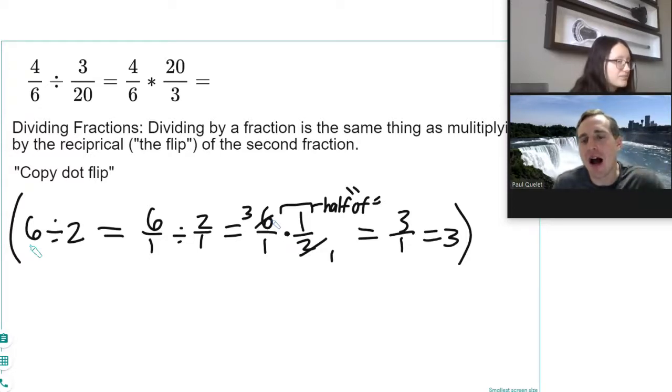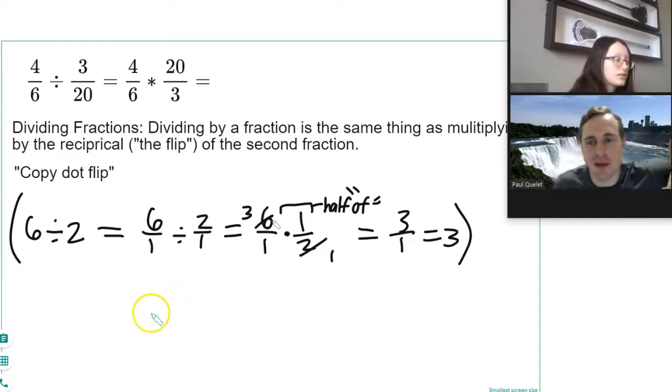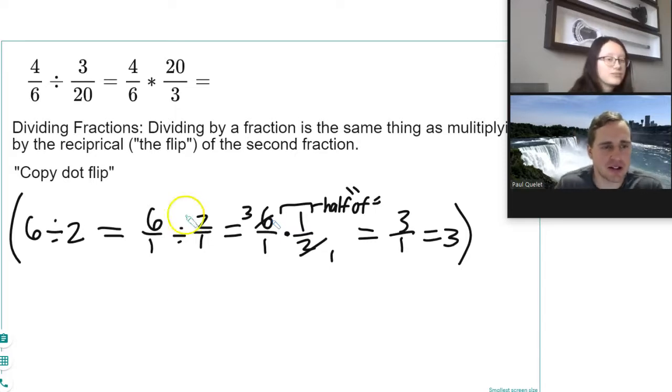So dividing by a number is the same thing as multiplying by its reciprocal, its flip. That's how you know it's correct. But in any case, we can just finish this up. Now it's a multiplication problem. Can we divide 4 and 3? Does that have a common factor, 4 and 3 there? No.